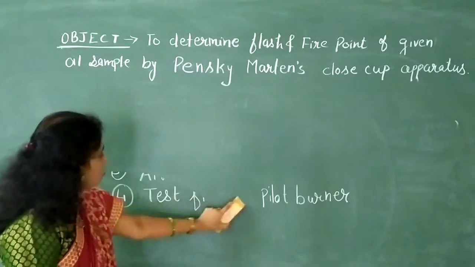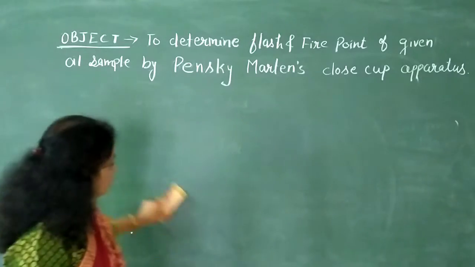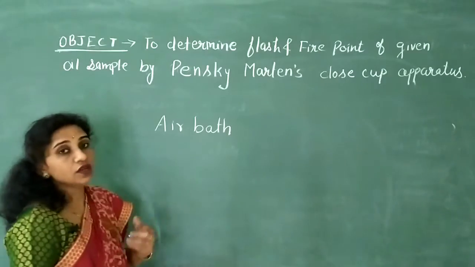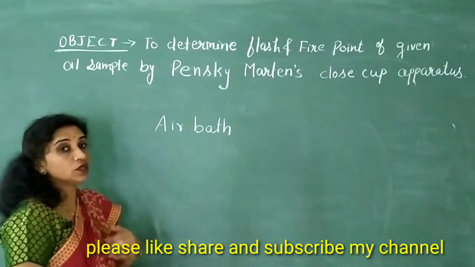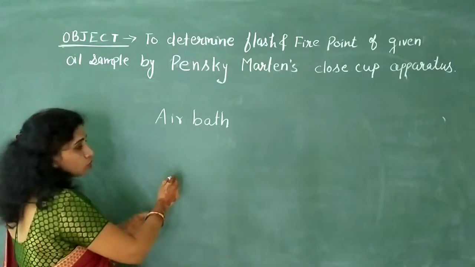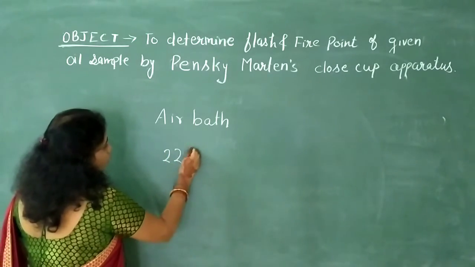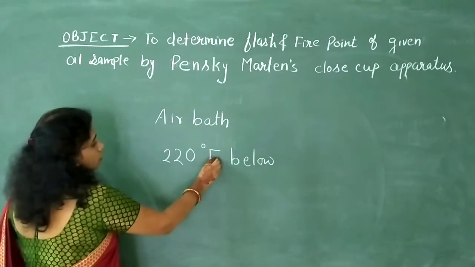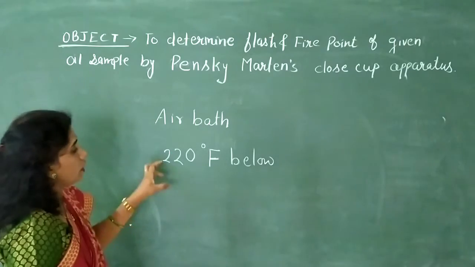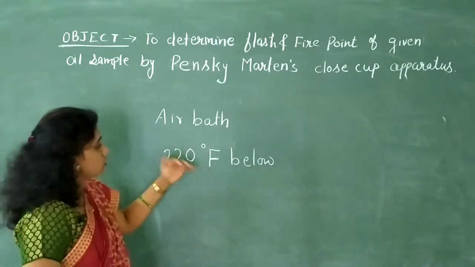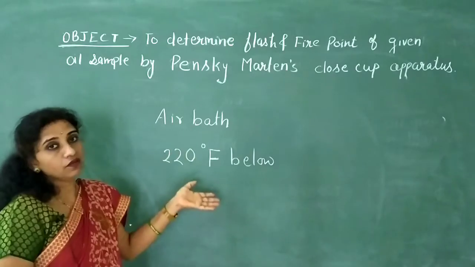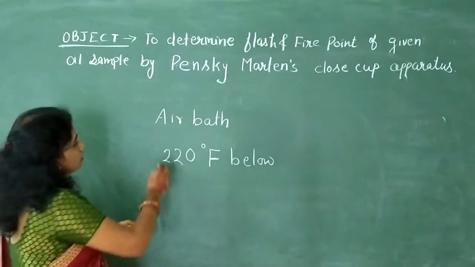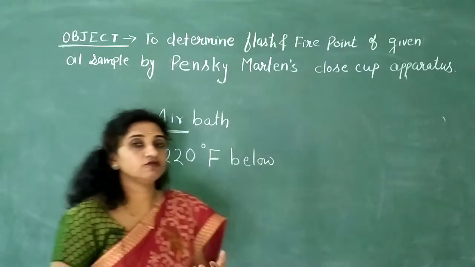The next question is, which type of medium do we select for heating of oil? Uniform and slow heating is necessary, because oils which have flash and fire points below 220 degree Fahrenheit can be determined by this apparatus. Above this temperature we use the Cleveland open cup apparatus. So slow heating is necessary, and we select air as the medium for slow heating.